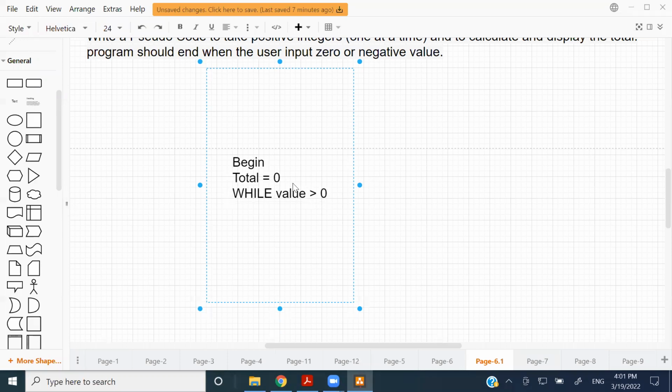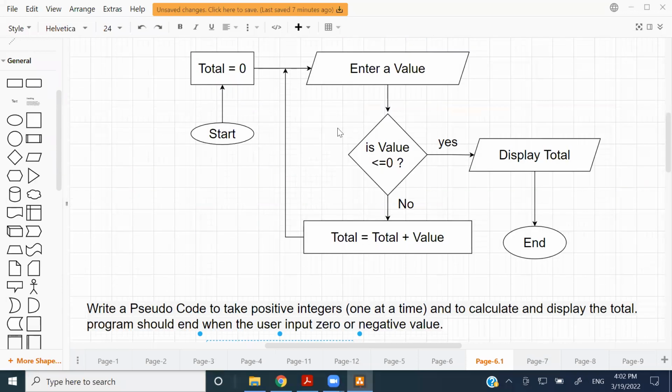Now here we are facing a problem. We are starting total equals 0. We are asking whether value is larger than 0. But in these 3 lines, there is nothing saying that something has been taken as a value. Because of that, this particular statement needs to be there before the iteration. Actually, that is going to be a duplication of that.